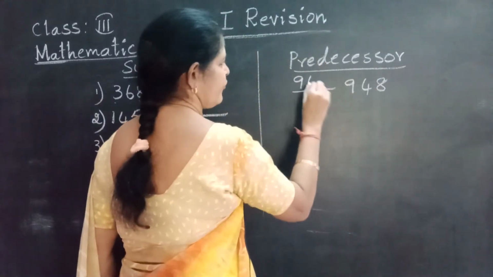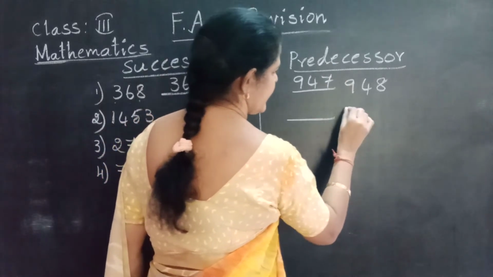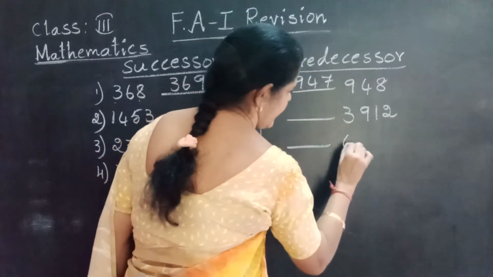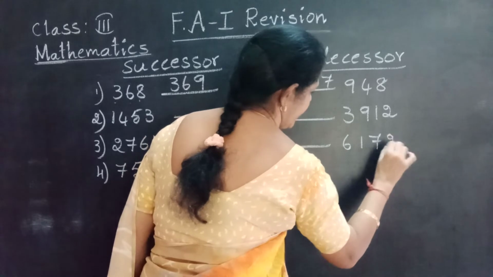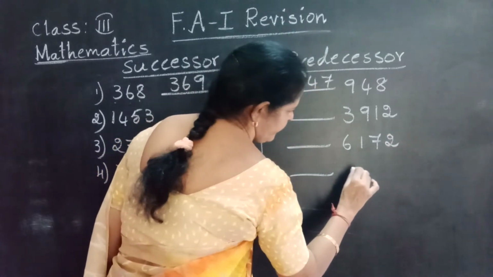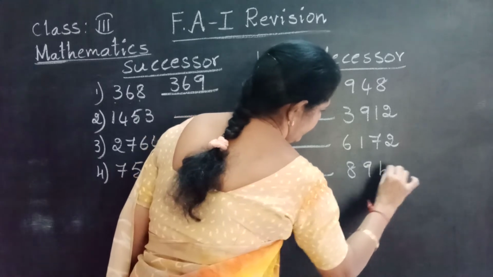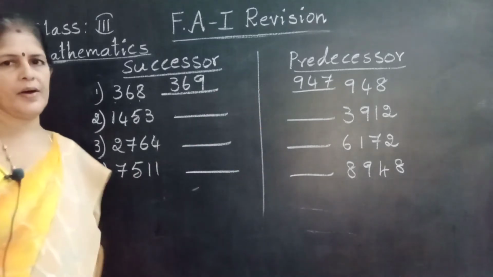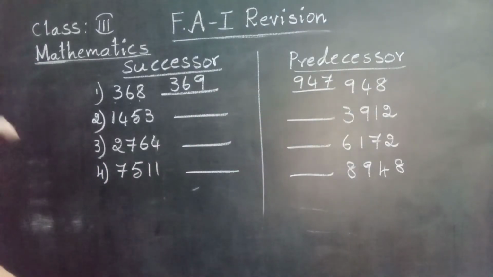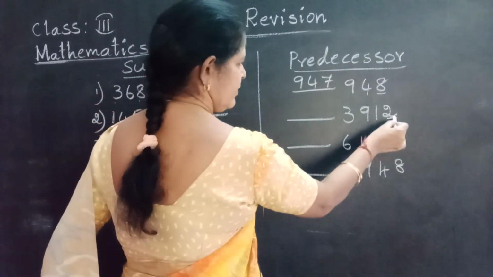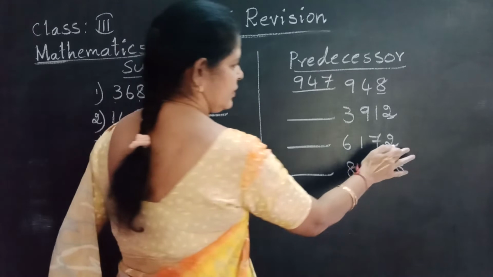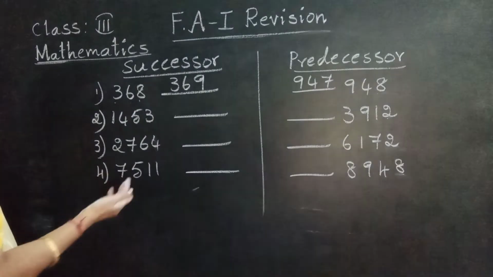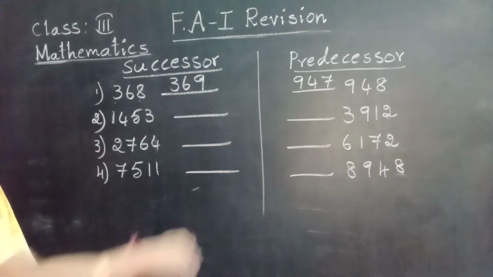948, 947. The predecessor of 3912. The predecessor of 6172. The predecessor of 8948. That means before numbers. After numbers, before numbers. No doubt. Here you have to say only ones place number. If any change, go to tens place number also. Here also. After, before.